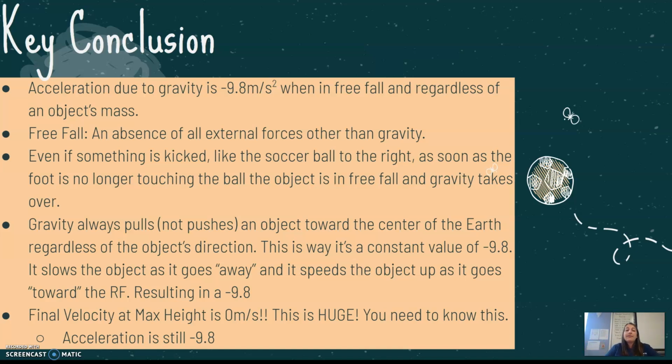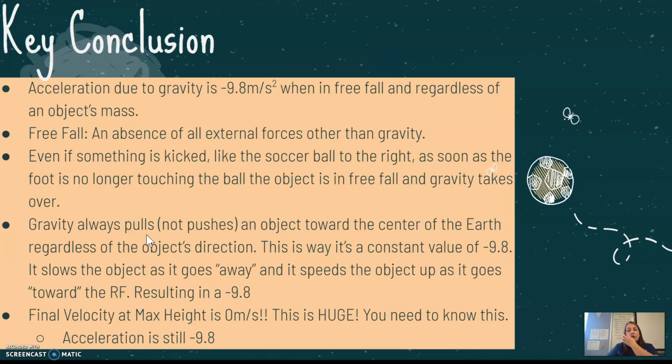ball except for gravity. So even if something is kicked, thrown, shot, it doesn't matter. Just like the soccer ball on this right-hand side, as soon as the foot or the object is no longer touching the ball, the object is in free fall, and gravity takes over. So gravity pulls, and that is one of the misconceptions in physics.